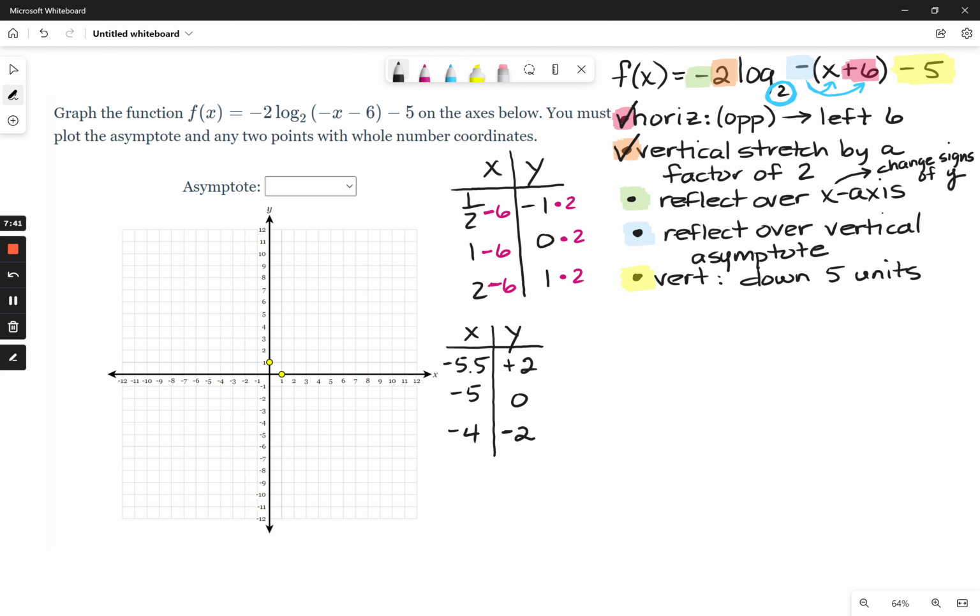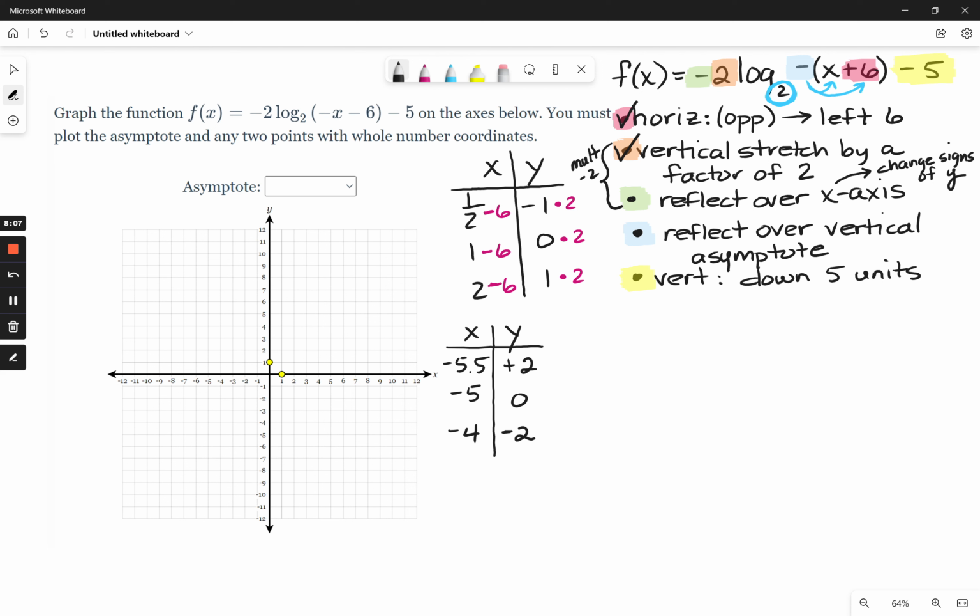Some students say, Ms. Hanlon, can I just put both of these together? You can. Vertical stretch by a factor of 2 means you multiply by 2. Reflection means multiply by negative 1. So if you want to combine these and just multiply everything by negative 2, you would have ended up with these same numbers. So it's up to you, okay?